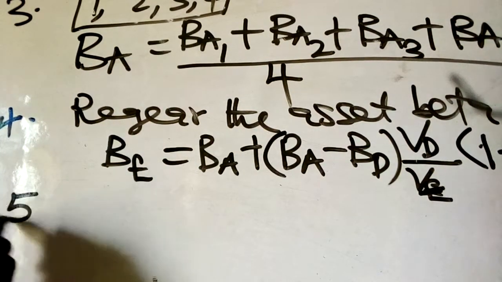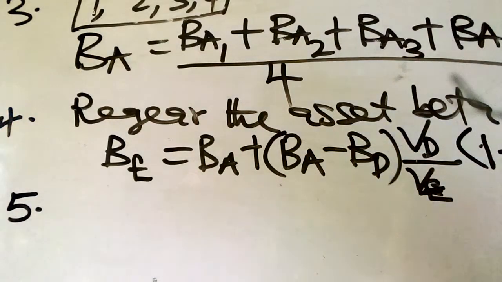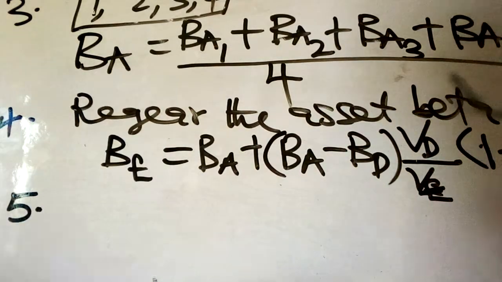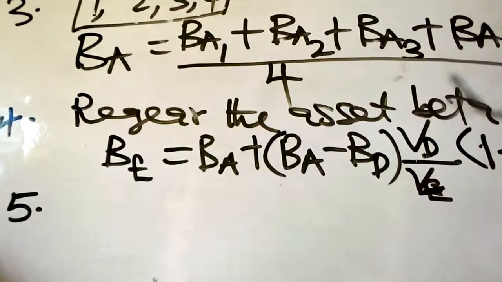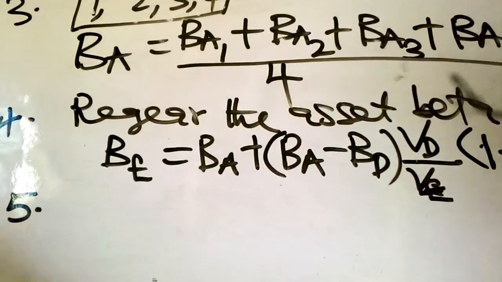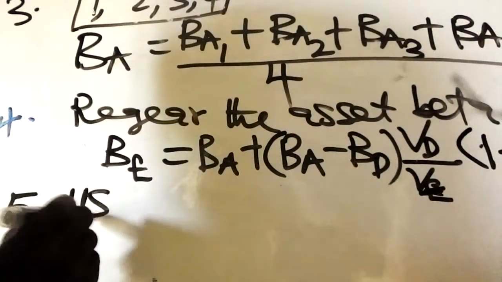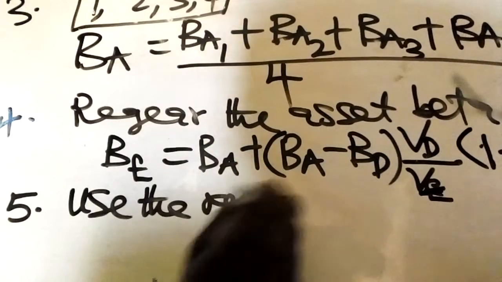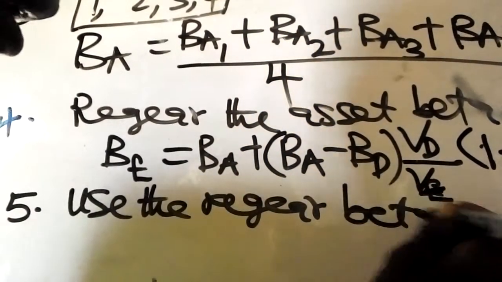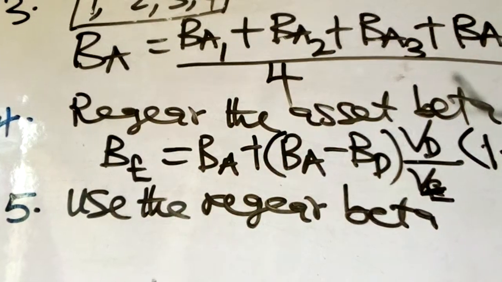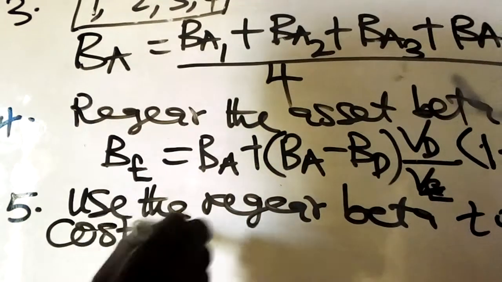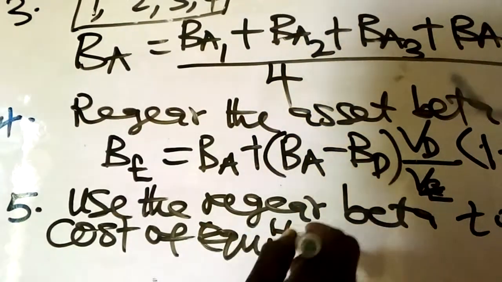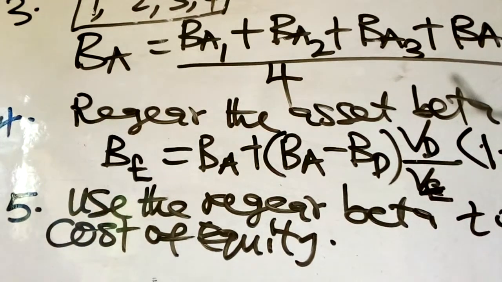Step 5, use the regear beta. Note this one, when you regear, you get the beta of equity. So you now use the regear beta to find the cost of equity in the capital asset pricing model formula.